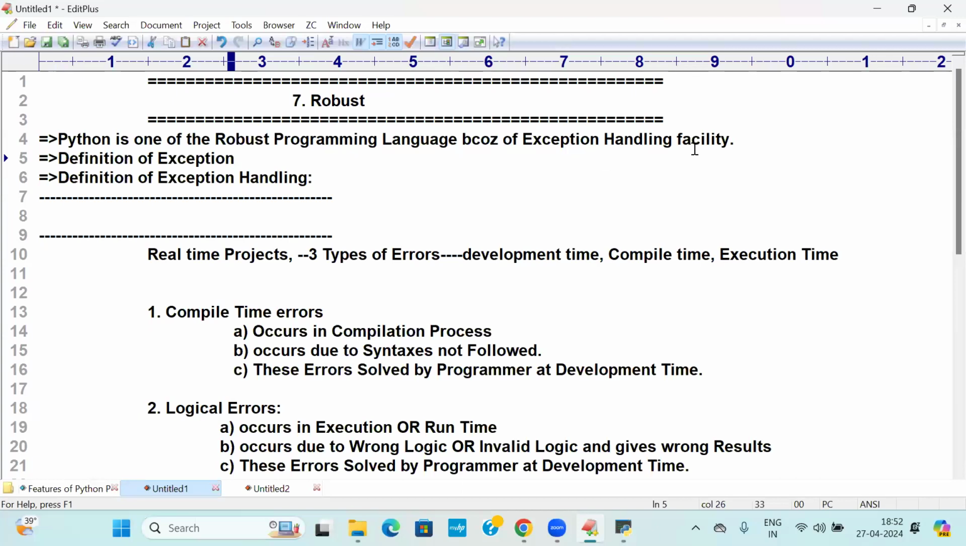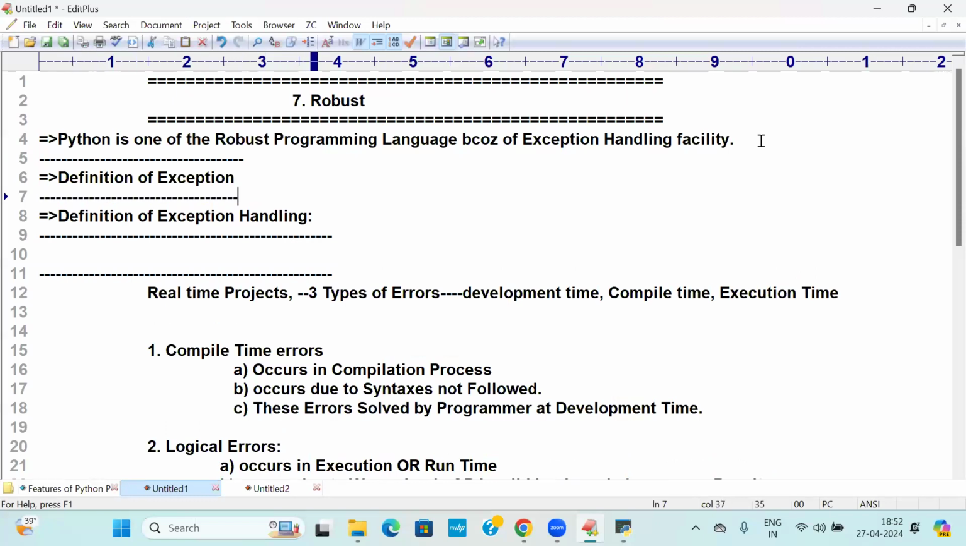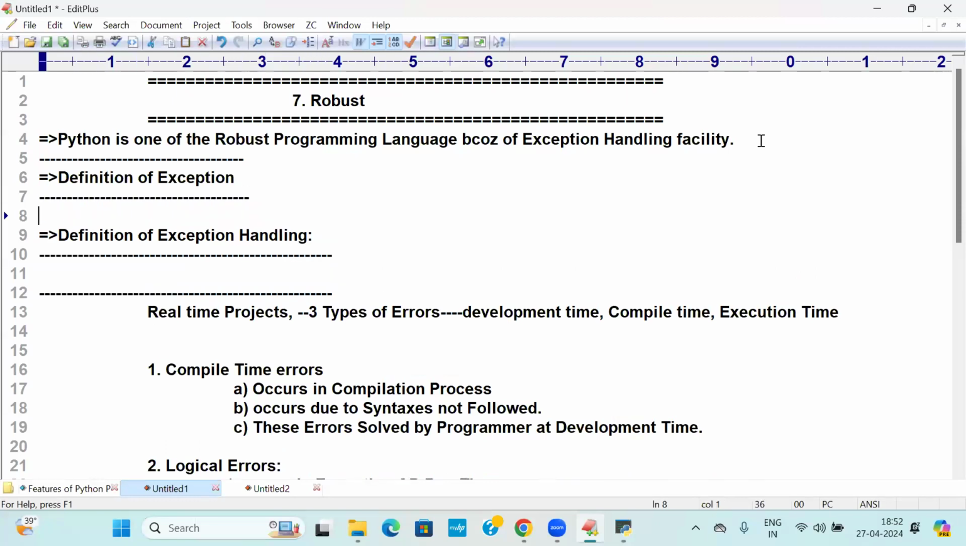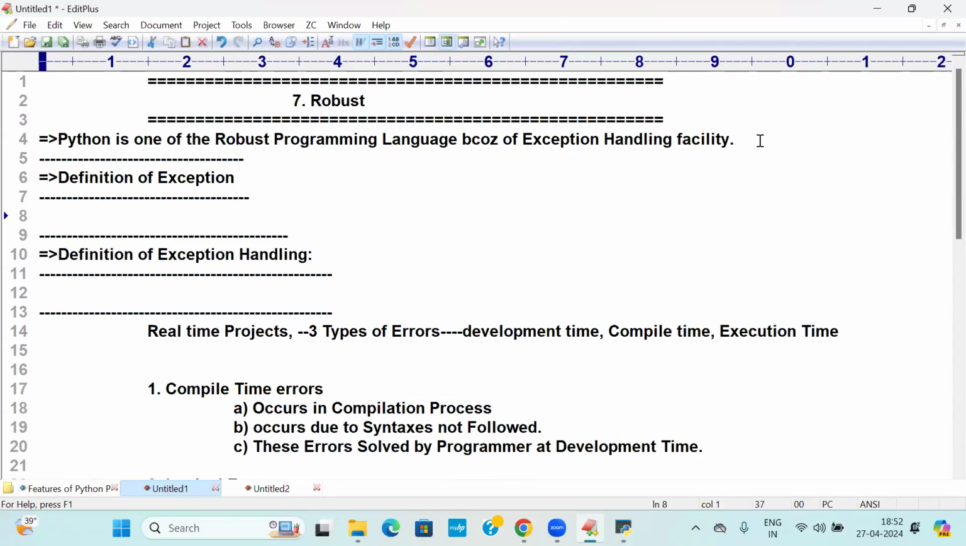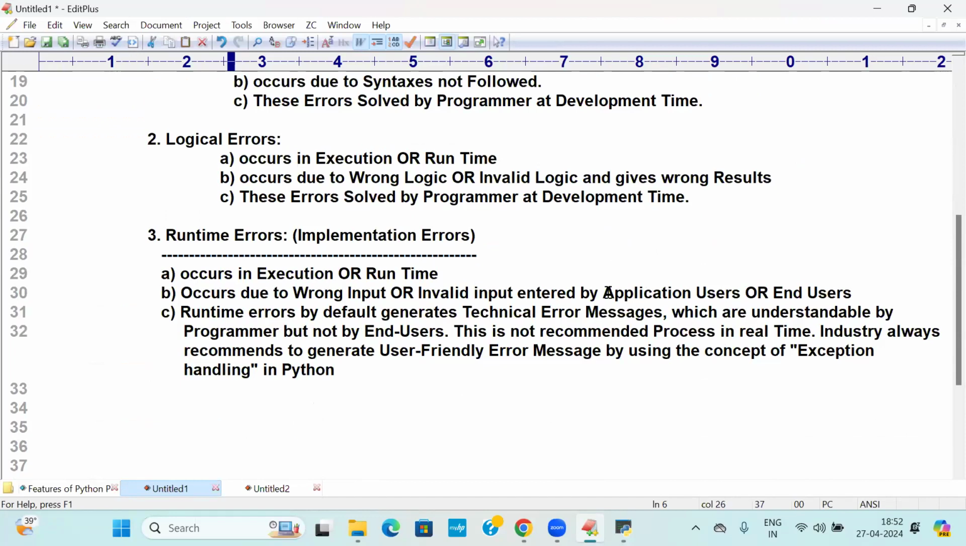At this point of time, I expect two things to be understood from this concept. Two things you need to understand, students. One is the definition of exception. One more is the definition of exception handling. Exception definition: when any end user commits a mistake, that is known as what actually?